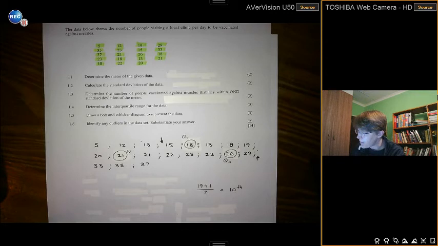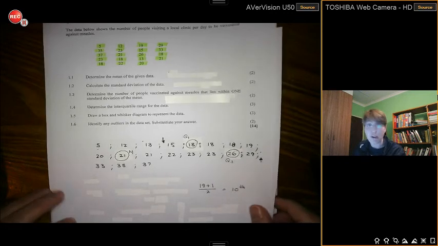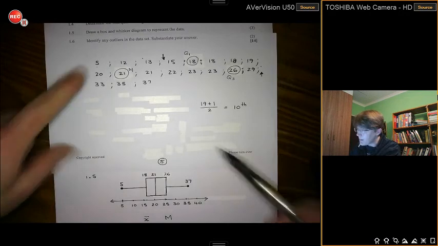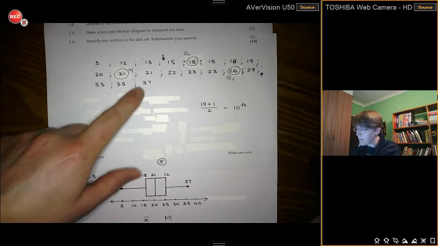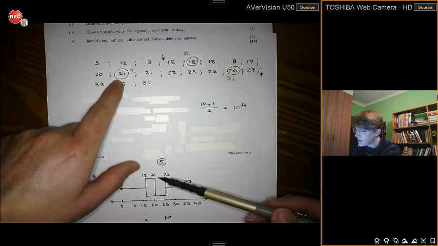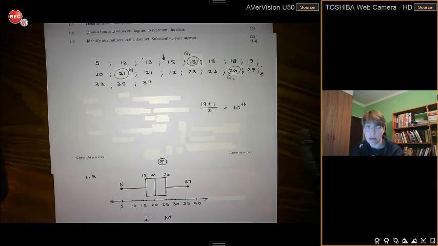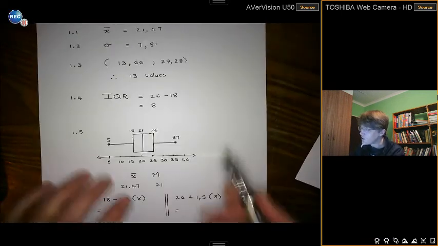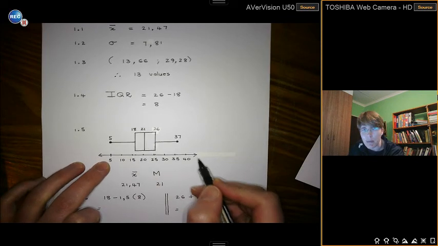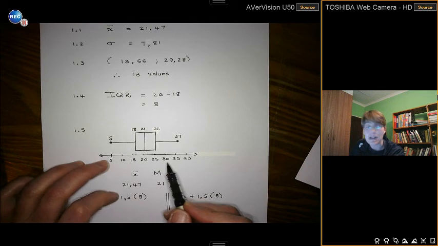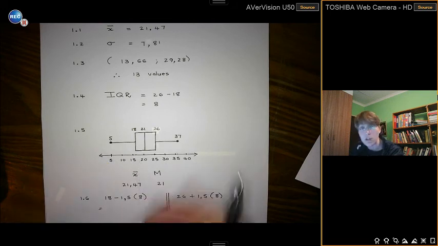Please remember, my box and whisker plot consists of, and I've drawn it for you already over here, my minimum value 5, my maximum value 37, and then my lower quartile 18, my median, and my upper quartile. And please, people, remember, this must always be scaled. So there must always be a number line below it so that this is according to scale, so you can see whether the data is skewed to the left or skewed to the right.